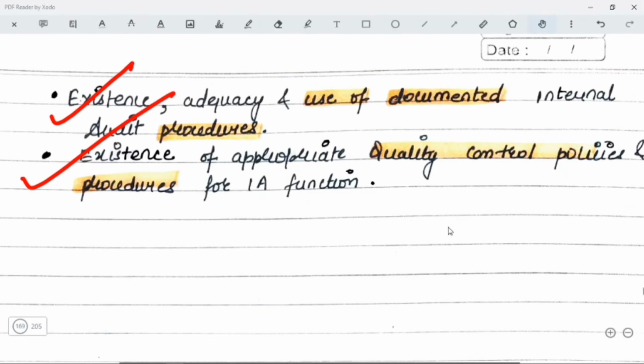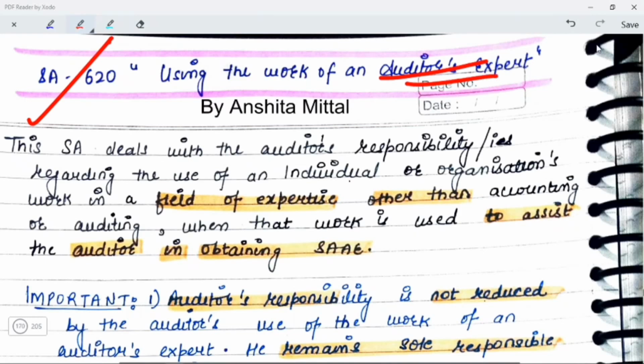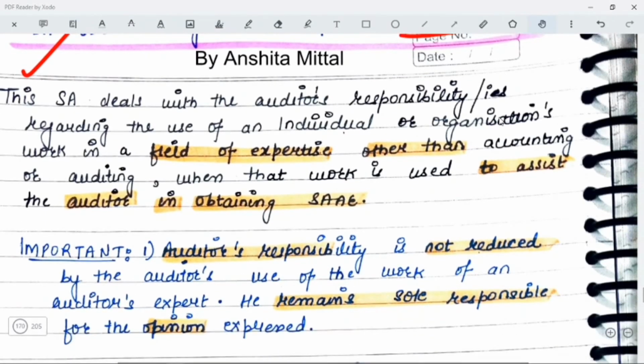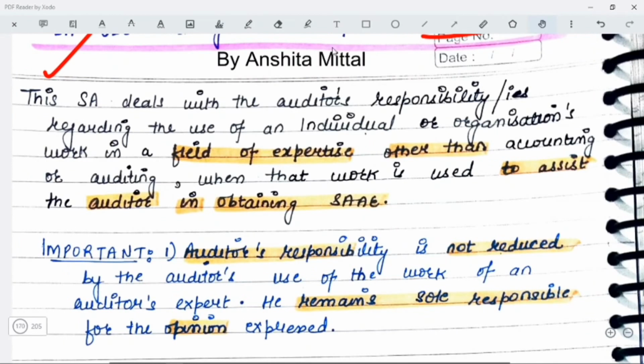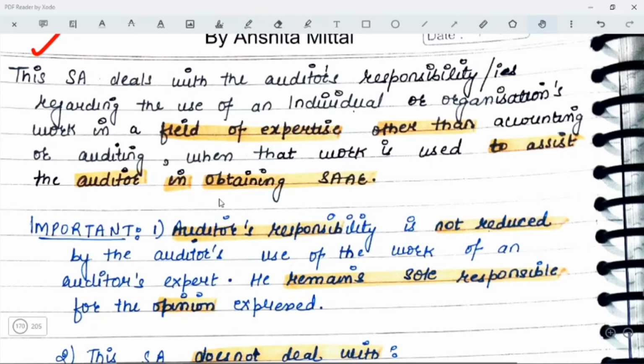Okay, so this was all about SA 610 using the work of an internal auditor. Now SA 620 using the work of an auditor's expert. This SA deals with the auditor's responsibilities regarding the use of an individual or organization's work in a field of expertise other than accounting or auditing, when that work is being used to assist the auditor in obtaining sufficient and appropriate audit evidence. Why other than accounting or auditing?